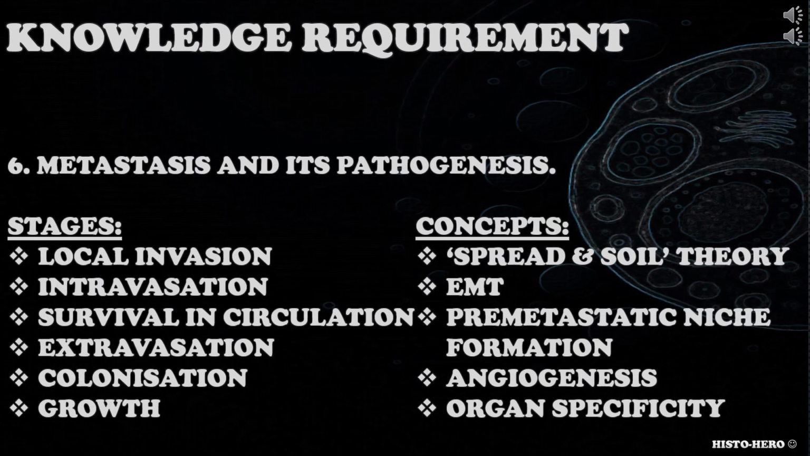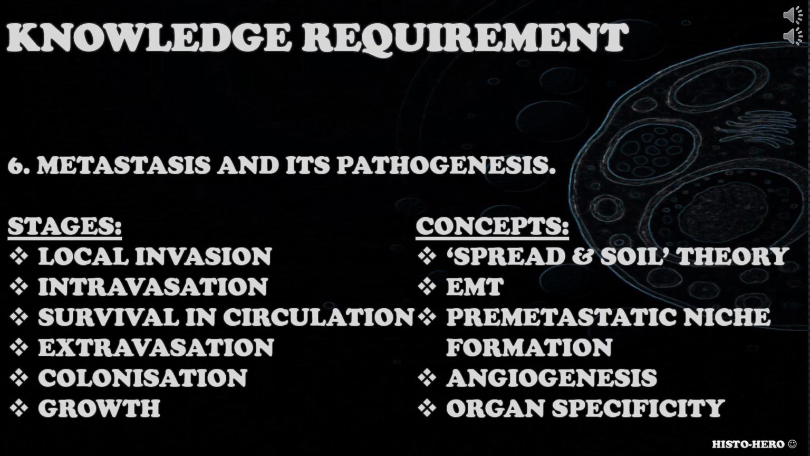The sixth knowledge requirement is metastasis and its pathogenesis. Candidate needs to have the knowledge and understanding about metastasis. You could ask the candidate to explain what is metastasis, how metastasis forms, how tumors gain the ability to metastasize, to list metastatic stages, to explain the role of angiogenesis in metastasis.